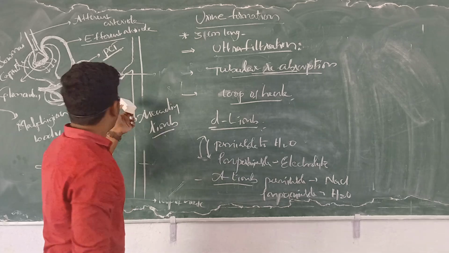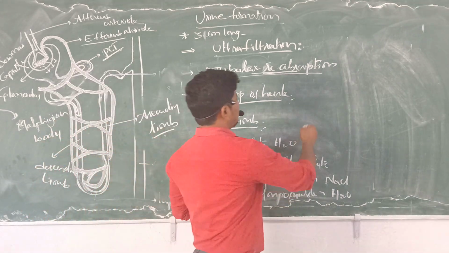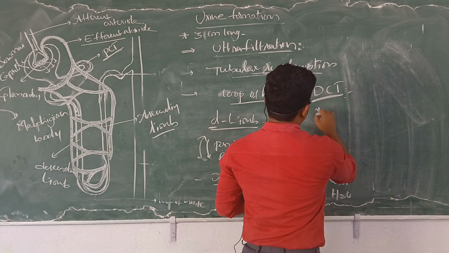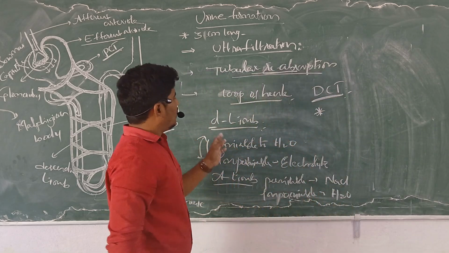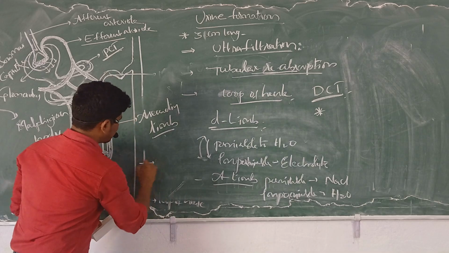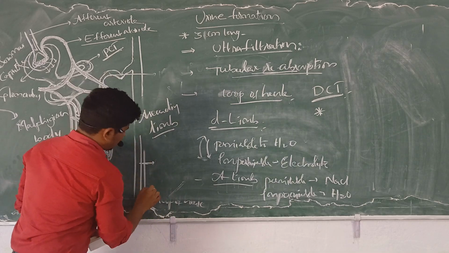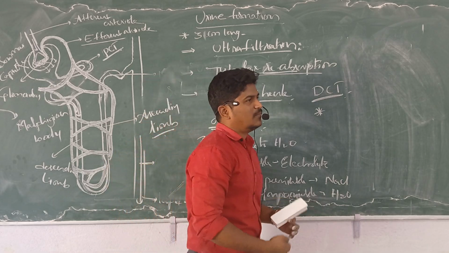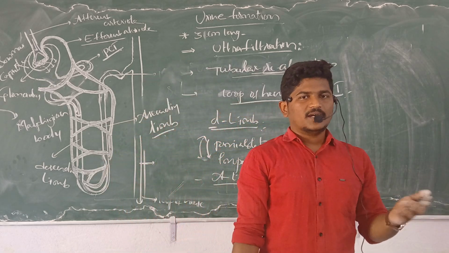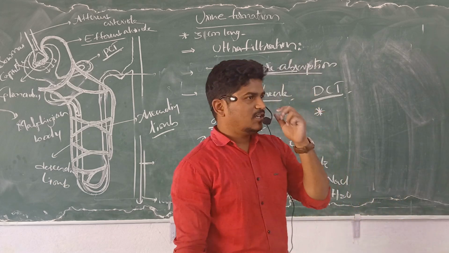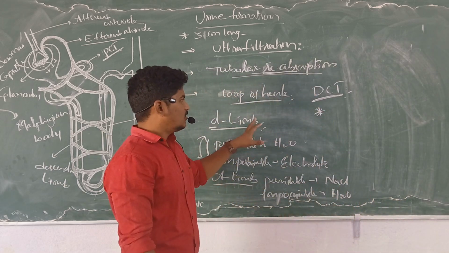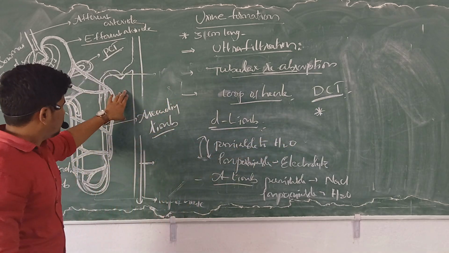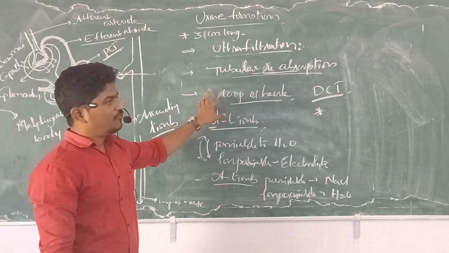At the end, it goes to the DCT, where the same functions happen and it maintains the same concentrations. Finally it comes to the collecting duct, which opens into the pelvis region, and then it is transferred to the urinary bladder. Then, by the micturition process, the urine is expelled out. That is the urine formation, and the entire content about the structure of the nephron and urine formation.